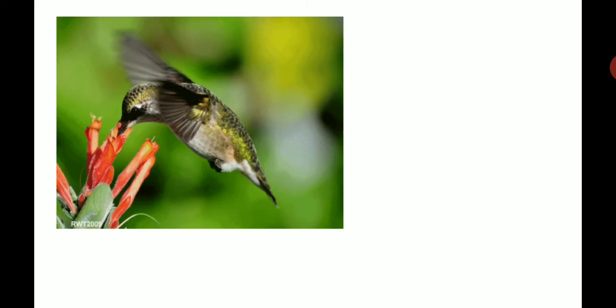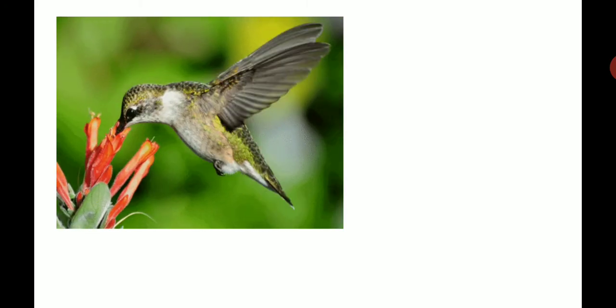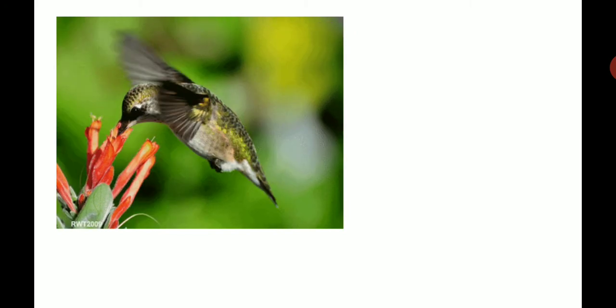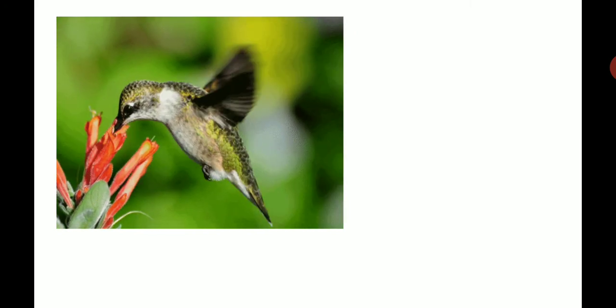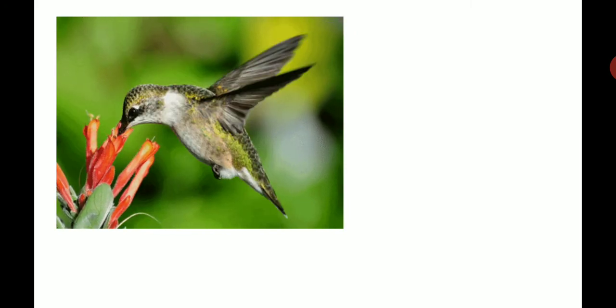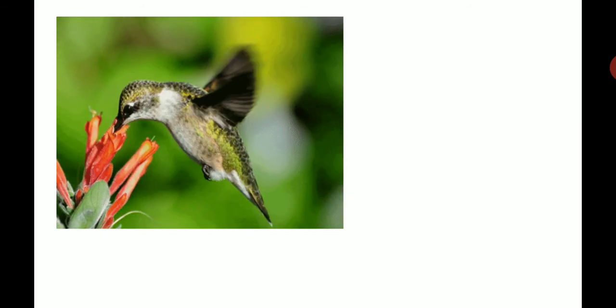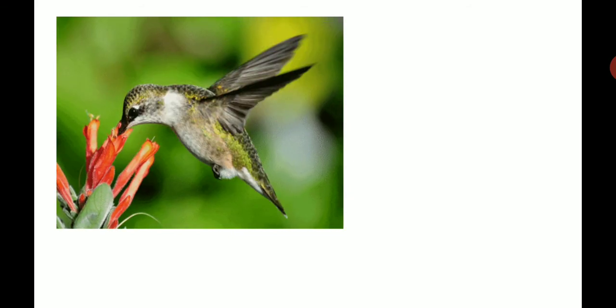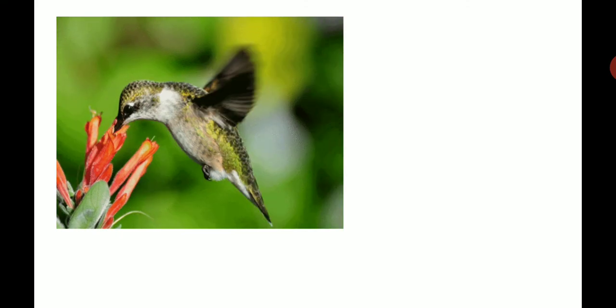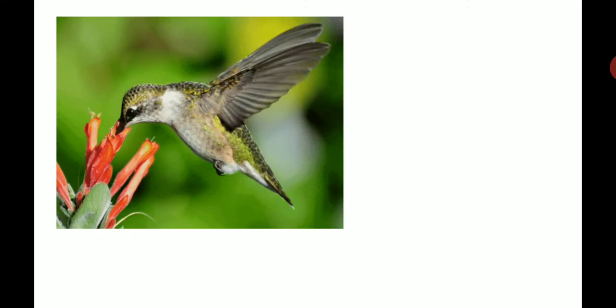Okay, this is all. And then the absorbed food, children, after it gets assimilated, passes on to the large intestine, and then from there through the rectum and the anus it comes out of the body. This is all about the human digestive system, children.